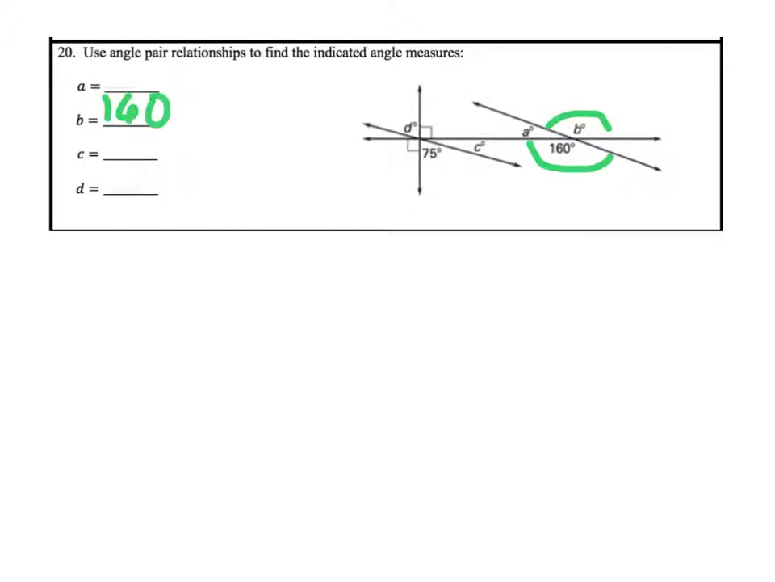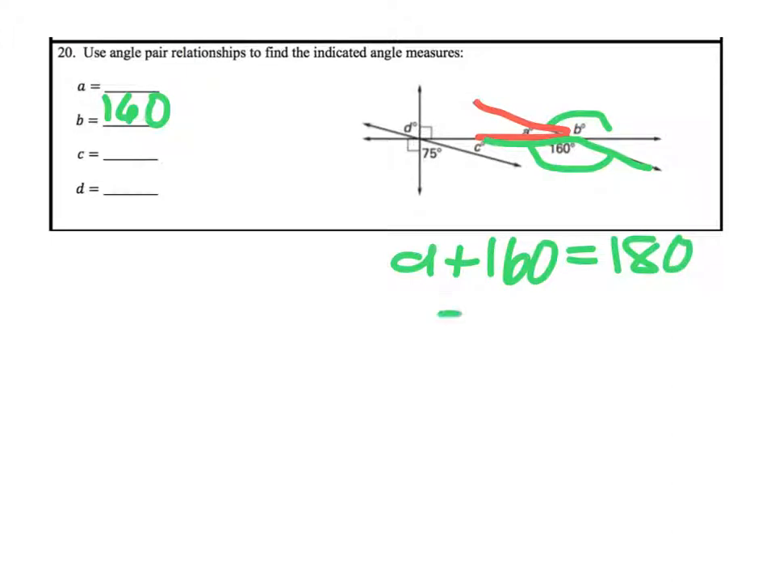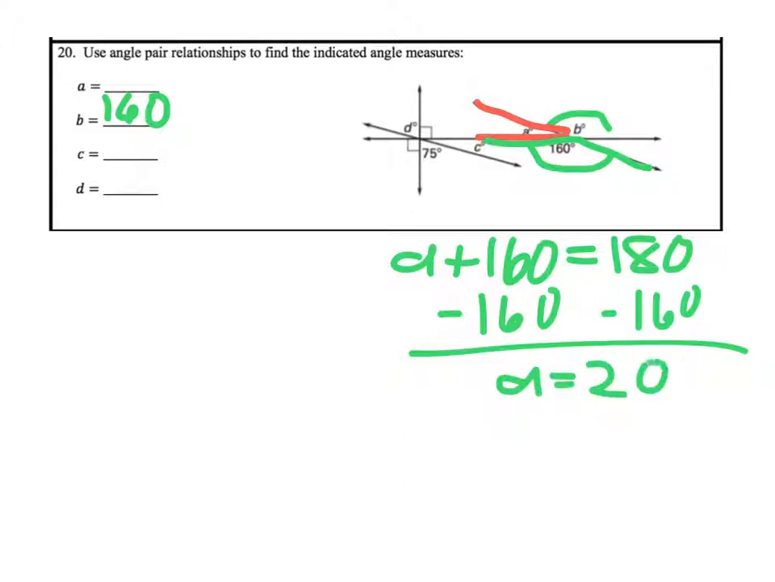The next thing I notice is that angle A plus angle 160 make a straight line. So that means A plus 160 equals 180 because that's the angle measure of a straight line. We're going to subtract 160 from both sides. And when I do that, I get A equals 20.